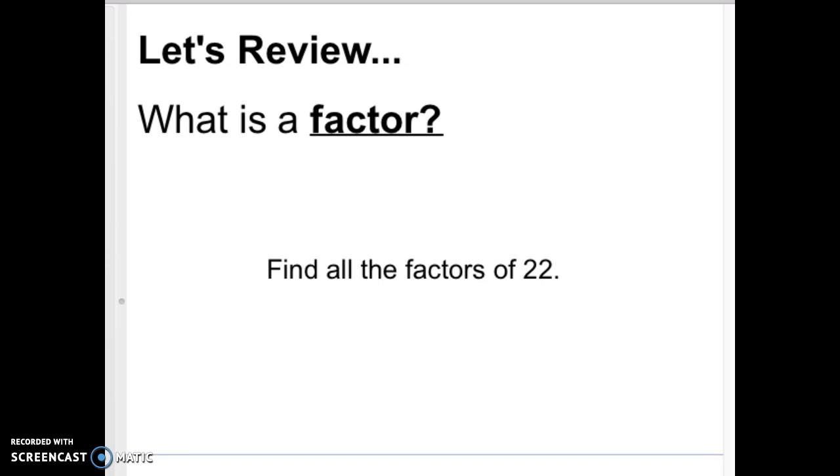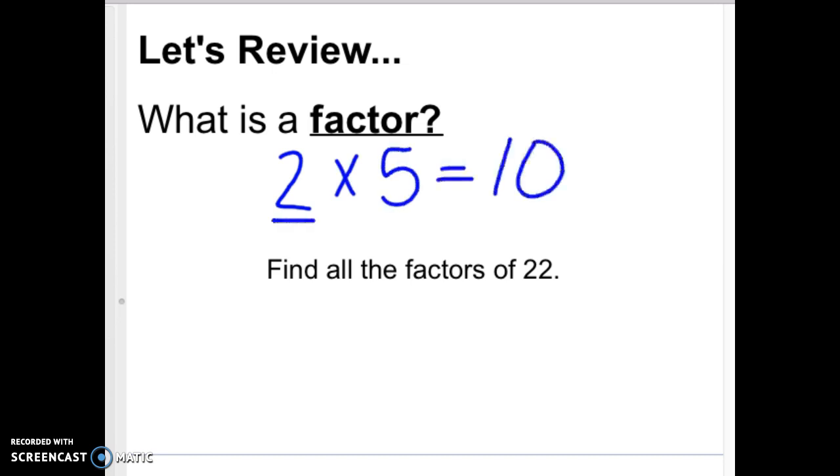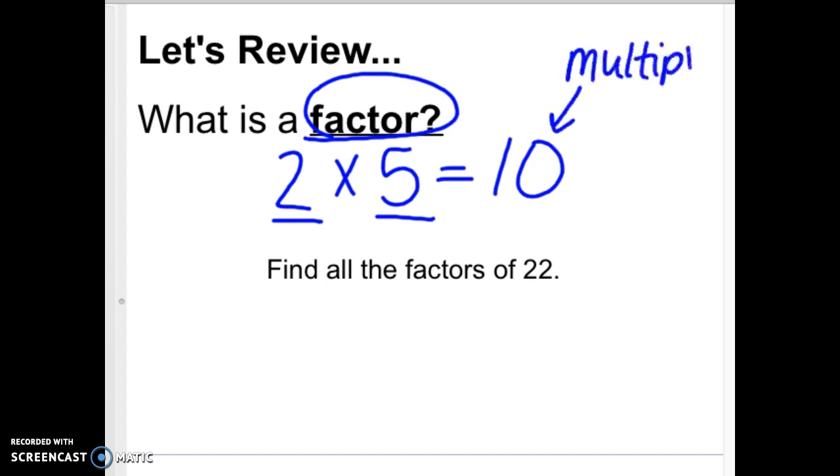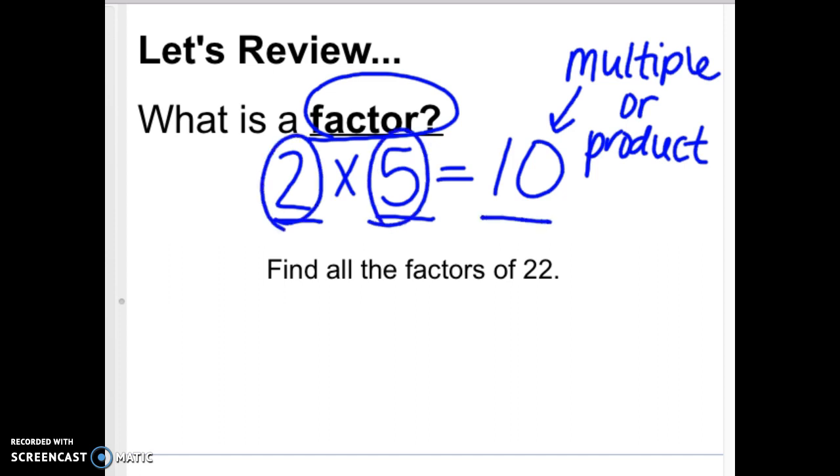A very simple example would be if I showed you this multiplication problem. 2 and 5 are the factors in this problem, and they multiply together to get what we call the multiple or the product of 10. Whenever you're finding factors, you're looking for the numbers that multiply to get an answer.